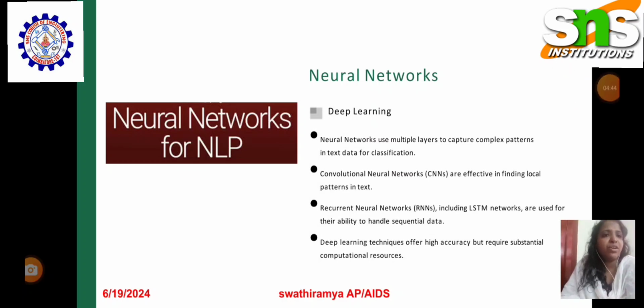Next we will talk about neural networks, which come under deep learning. Neural networks use multiple layers to capture complex patterns in the text data for classification. Convolutional neural networks, that is CNNs, are effective in finding local patterns in the text, and RNNs, that is recurrent neural networks, including LSTM networks, are used for their ability to handle sequential data. Deep learning techniques offer high accuracy but require substantial computational resources. Okay, with this I will wind up the video.